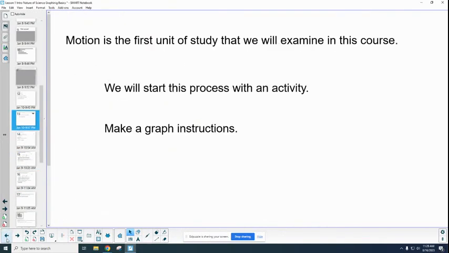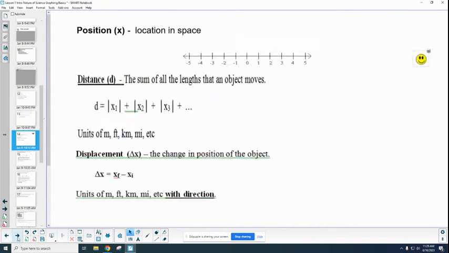All right, so we're gonna talk through some of the ideas with describing motion. So our first one is just to establish some ideas. Our first idea is position, so where something is located in space. We have a number line here, which is very convenient to describe where something is located.